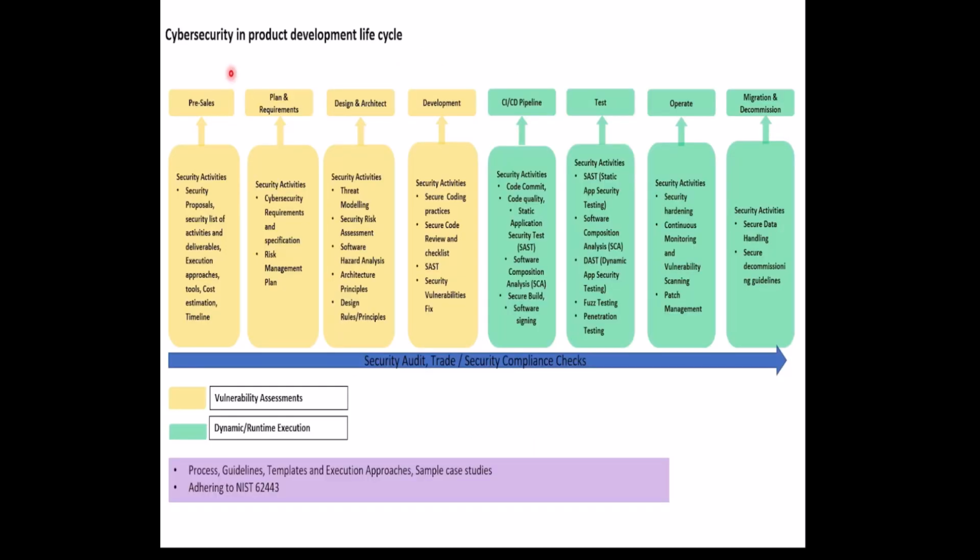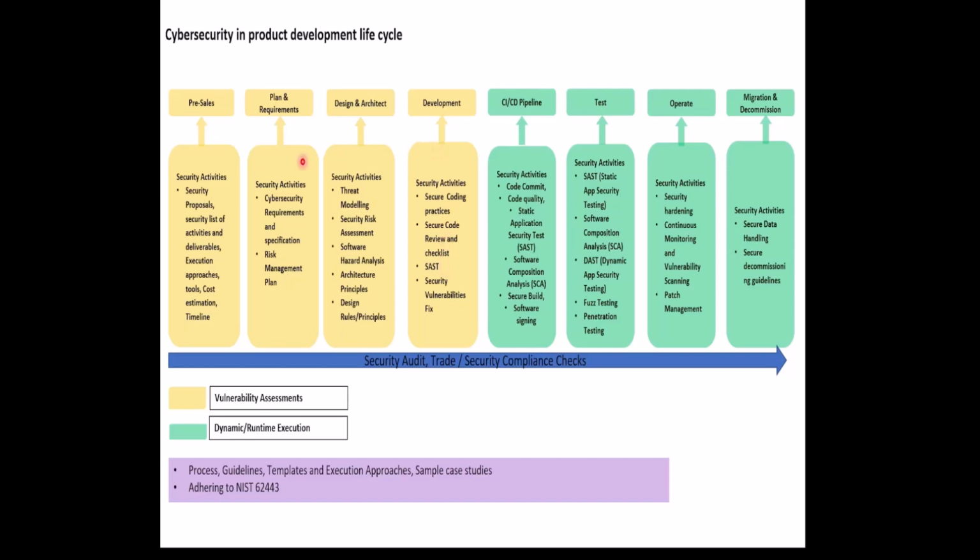Okay, next topic is cybersecurity in the product development lifecycle. In the first layered boxes, I have shown the different stages or phases in the product development lifecycle which we are following in the IT industries. The second layered box shows the security activities we need to consider in each phase when we develop the products or applications. Then the third line shows security audit, trade compliance, and security compliance checks. We need to verify whether these activities are followed and executed thoroughly when we develop the products or applications.